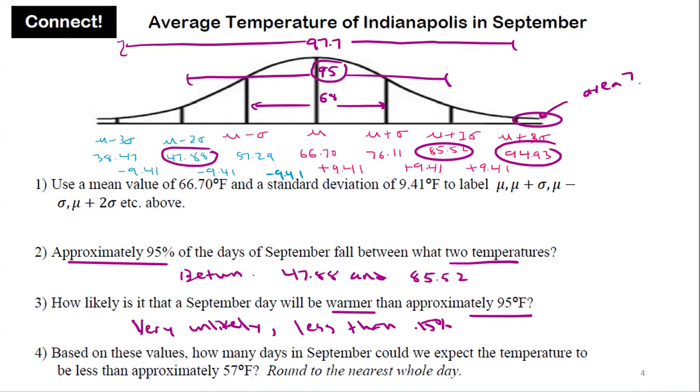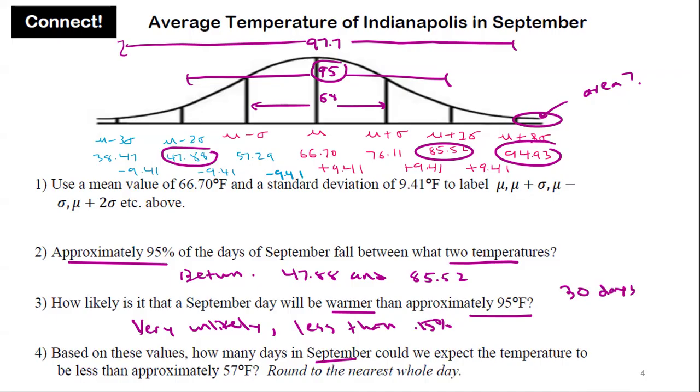Okay, let's look at the next question now. Based on these values, how many days in September could we expect the temperature to be less than 57 degrees Fahrenheit? First of all, we need to figure out how many days there are in September, and out of those days, how many will be less than 57 degrees Fahrenheit. If you look in your calendar, there are 30 days in September.